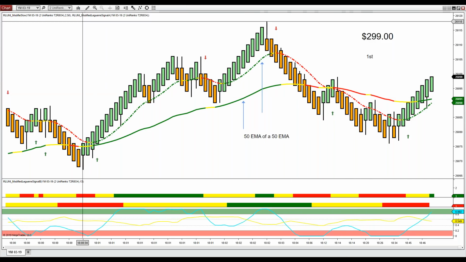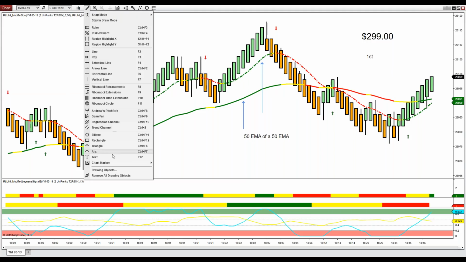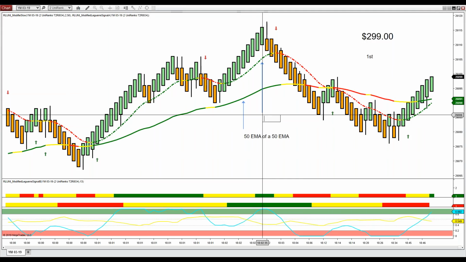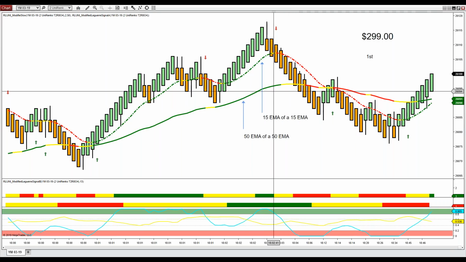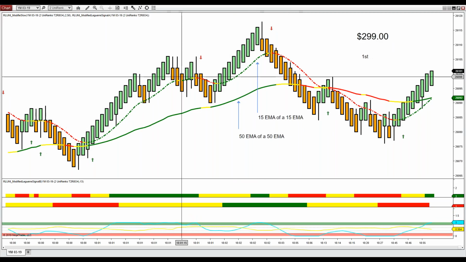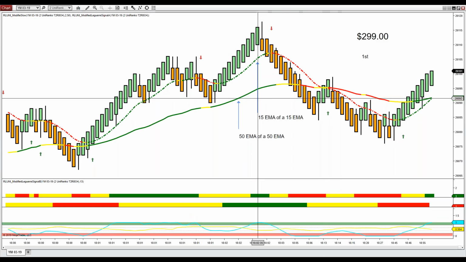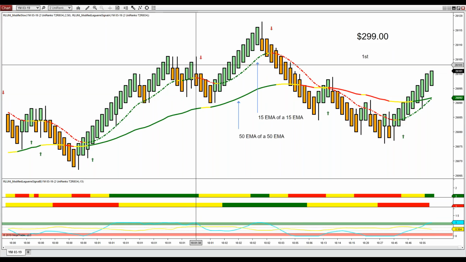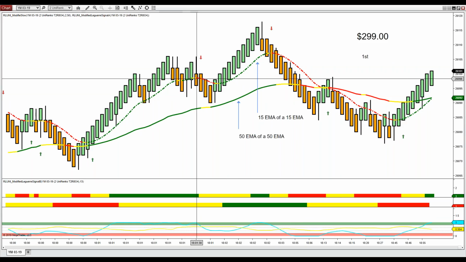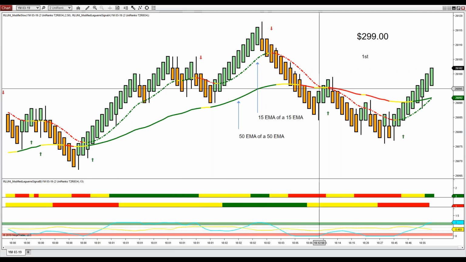This line is a 15 EMA of a 15 EMA. You'll not find this anywhere because, as far as I know, we made it. It was our way of trying to get the speed of an exponential with the stability of a simple. And we got it. You'd be really surprised how well this does not get knocked around, especially the 15. It's a very stable line.